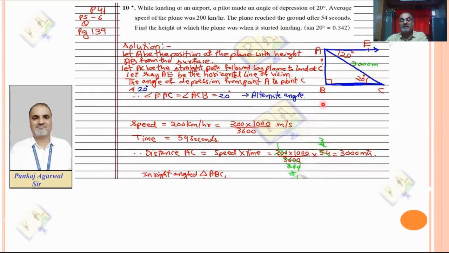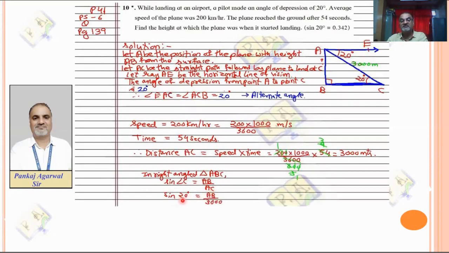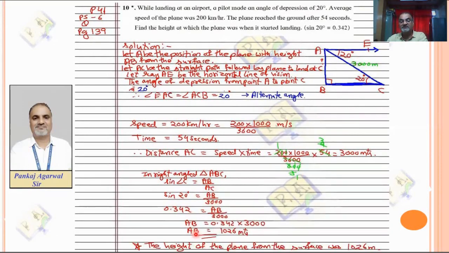Now, in the right angle triangle ABC, opposite side is asked and hypotenuse is given. Opposite side and hypotenuse, sine angle C, AB upon AC. Angle C is 20 degree and AC is 3000 meter. Sine 20 degree is 0.342, specially given to us. So after calculation, AB is 1026 meters. Therefore, the height of the plane from the surface was 1026 meters when it started landing.